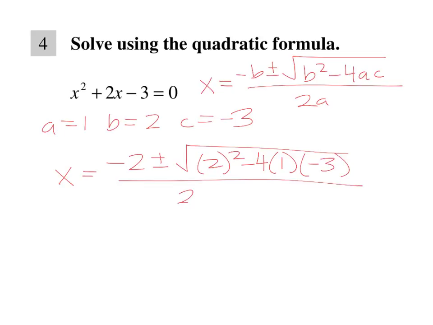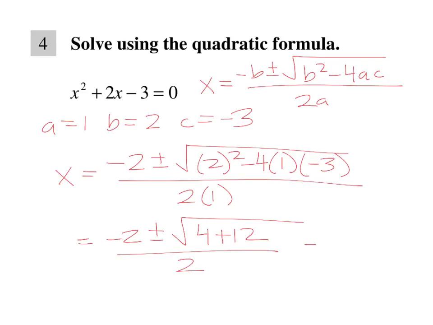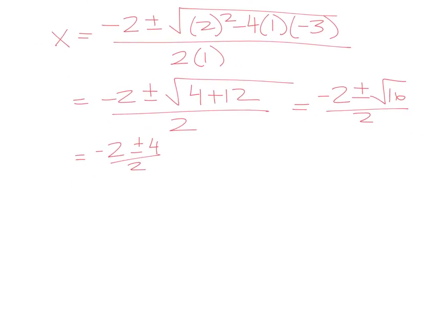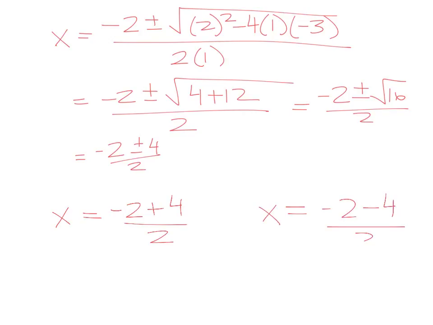All over 2a. All right, then I have negative 2 plus minus the square root of 4 plus 12 over 2. So I have negative 2 plus minus the square root of 16 over 2. So I have negative 2 plus minus 4 over 2. So I end up with x is equal to, I have two scenarios, negative 2 plus 4 over 2, and negative 2 minus 4 over 2.